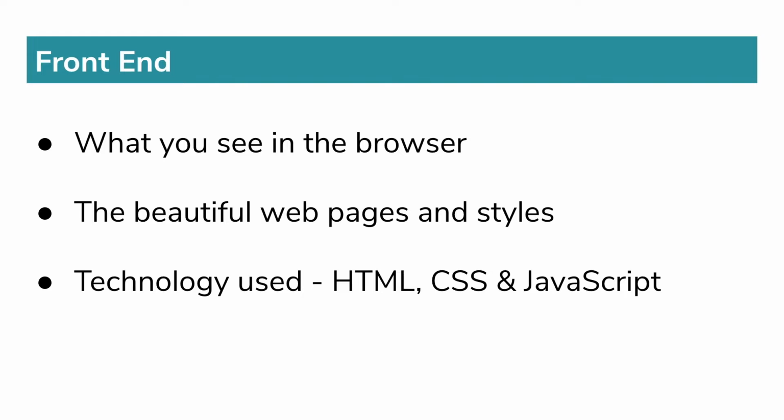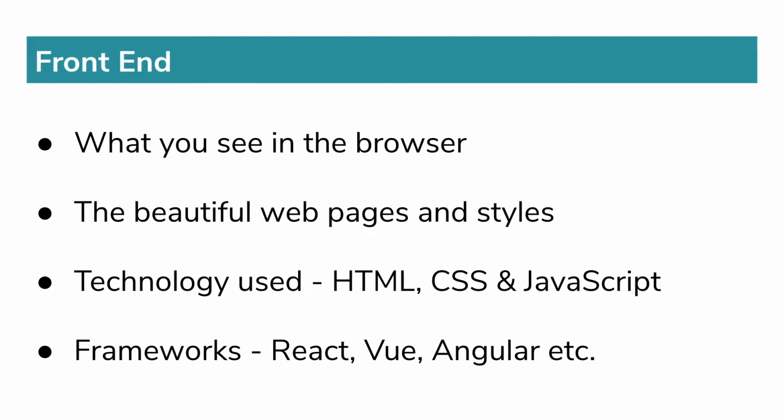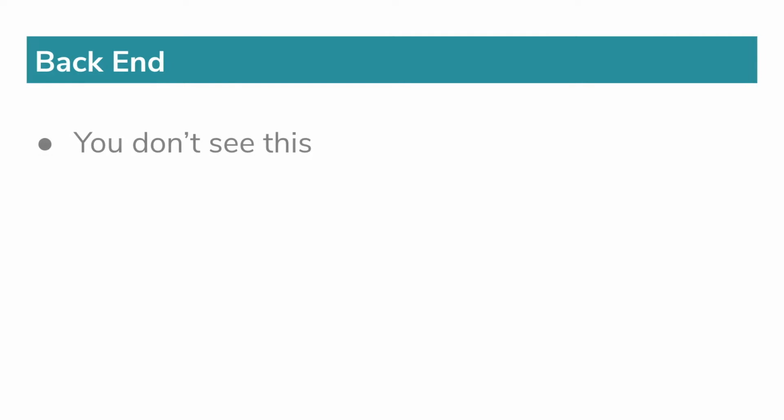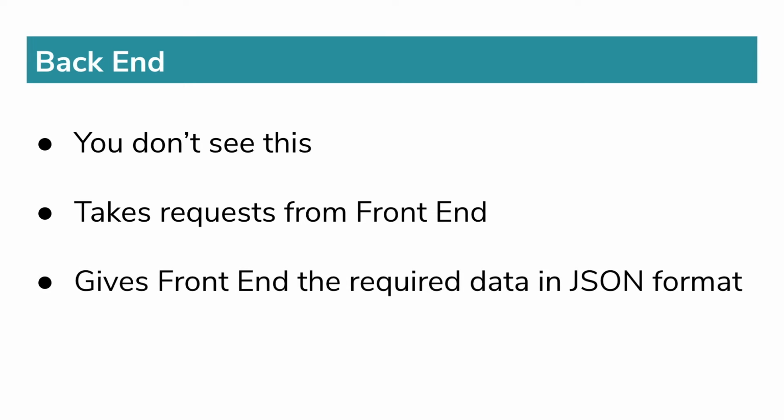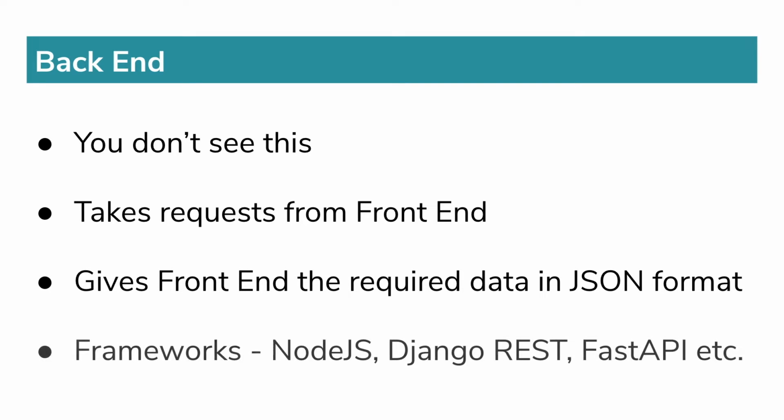Lately, there has been an increase in the adoption of frameworks, which are basically like a toolkit that makes management of the front-end part easier and more robust. Examples of front-end frameworks include React, Vue, and Angular. The backend is the section you don't see. It takes requests from the front end and gives the required data in JSON format. Here also, there are popular frameworks such as Node, Django REST, Fast API, etc.